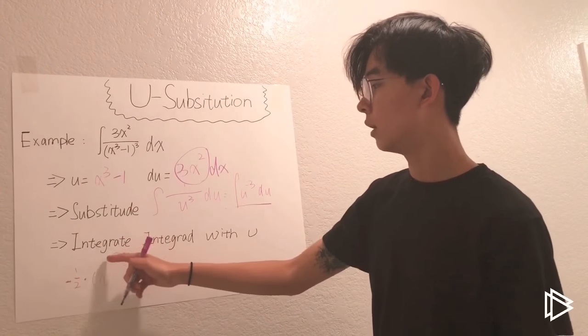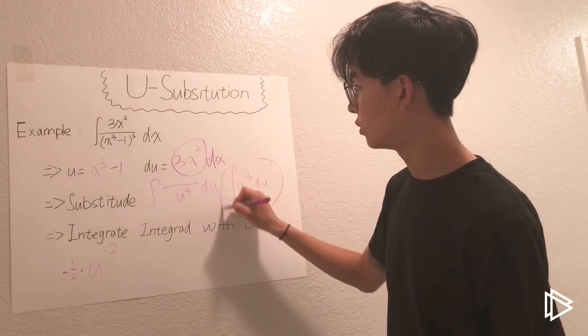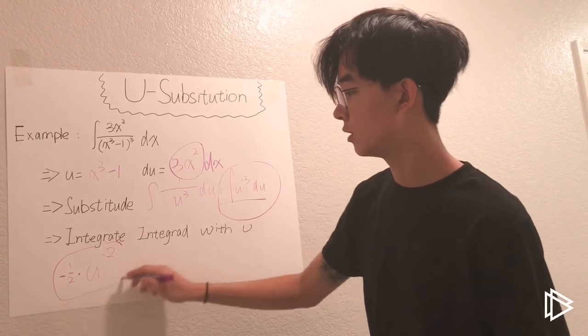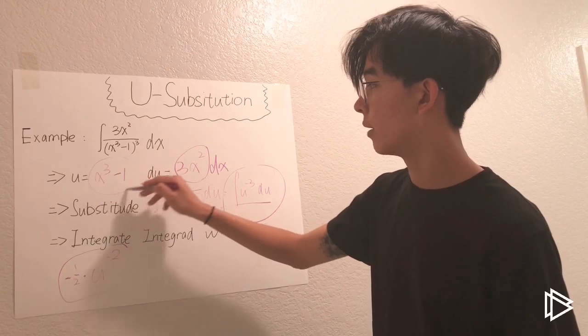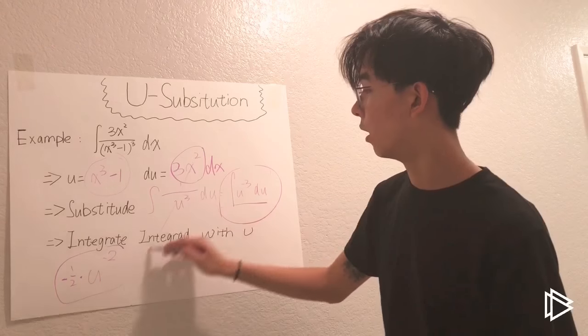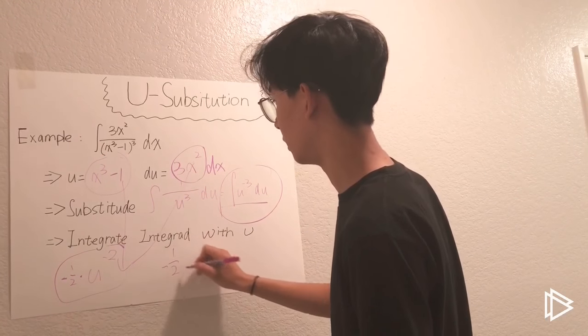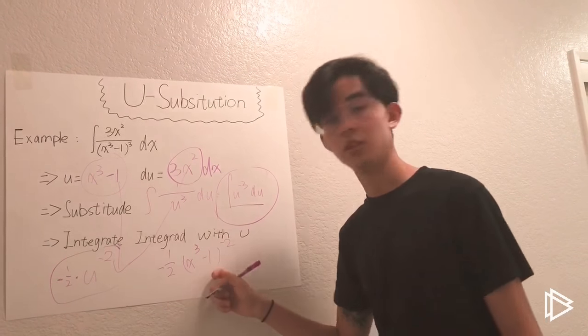And the third step is to integrate the expression from the last step, in terms of u. So we find the answer is this one. And the last step is to substitute again to put x back into your answer, and it should be like this. So this is your final answer.